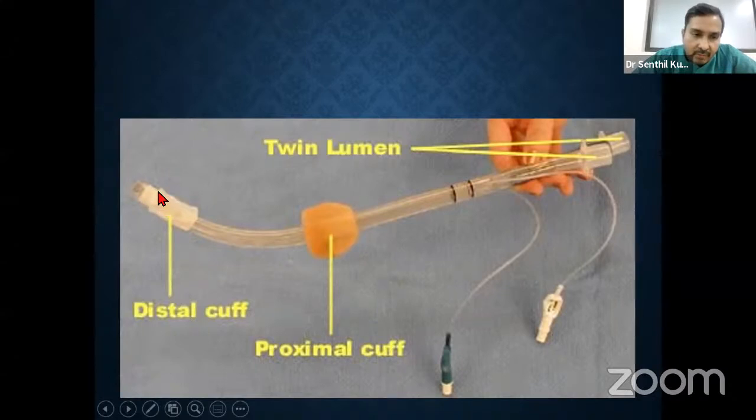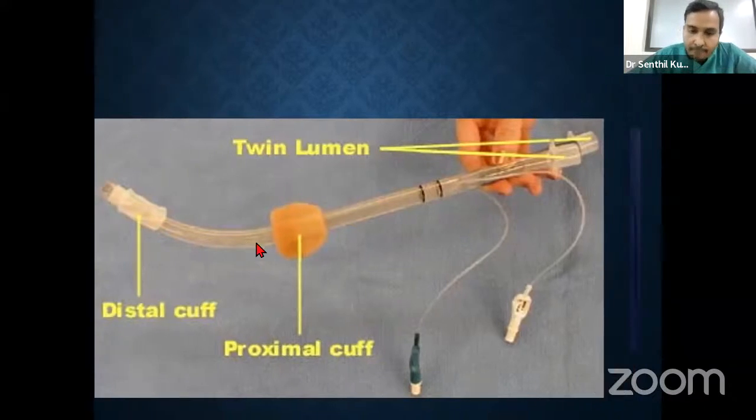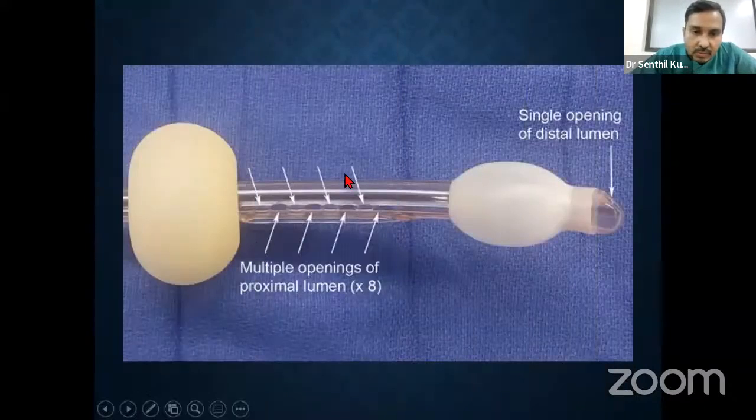After insertion, we inflate this pilot balloon with 8 to 10 ml of air and this one with 85 ml of air. This one is going to be in the pharynx, oropharynx or nasopharynx, and it produces a seal, and the tip might be inside the trachea or esophagus. So we ventilate through this first. When it is in the trachea, we will be able to ventilate through this lumen. When it is in the esophagus, we ventilate through the other lumen. You can see in this closer picture that there are multiple openings, 4 to 8.